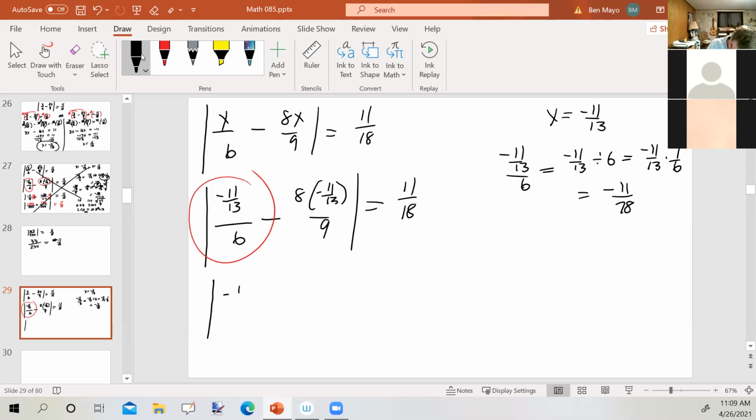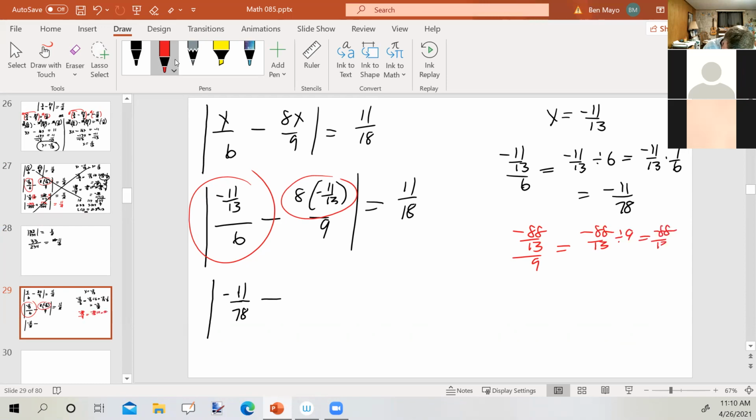So this becomes negative 11 over 78, okay, minus. Now let's deal with this. That's going to be negative 88/13, then divided by 9, which is negative 88/13 times 1/9, which is negative 88 over 117, 90 plus 27.